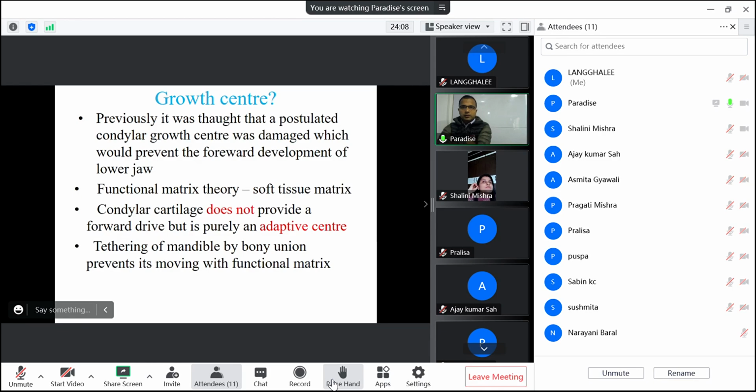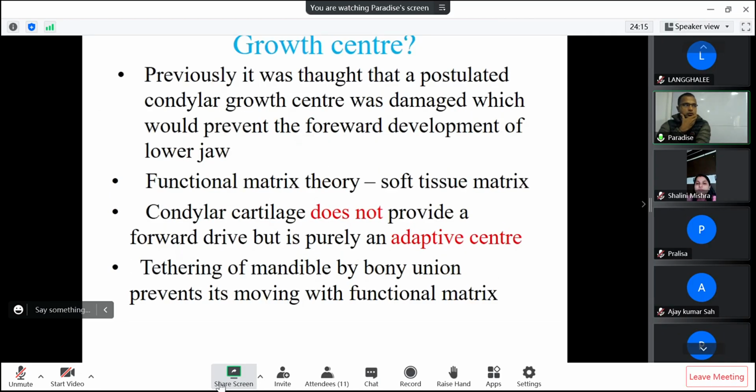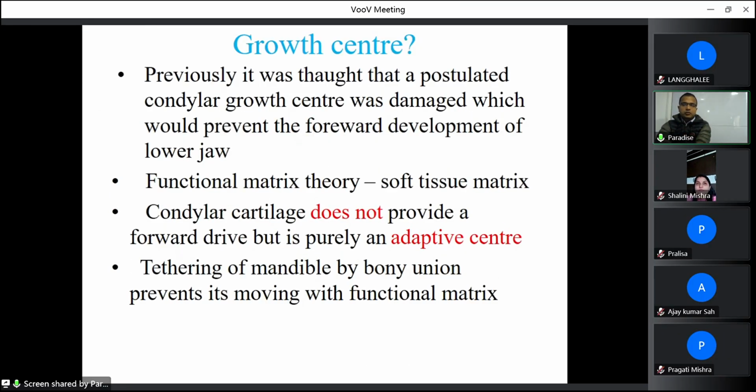Once TMJ ankylosis happens, the TMJ joint is gone. The mandible cannot be driven forward by the functional matrix, so there will be no bone formation in the condylar region. The growth of the condyle will not take place, and it will lead to facial asymmetry. If TMJ ankylosis is present, then on the ipsilateral side, the condylar growth will not take place, so the mandible will not grow on that side.